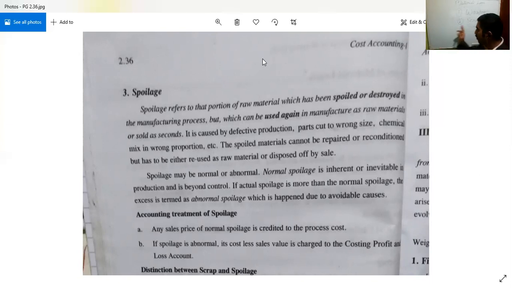So for each of these there is a version: abnormal scrap, normal scrap, abnormal wastage, normal wastage, abnormal spoilage, normal spoilage. Clear? So the accounting treatment with this is any sale price of normal spoilage is credited to the process cost account. You will study this in process costing.